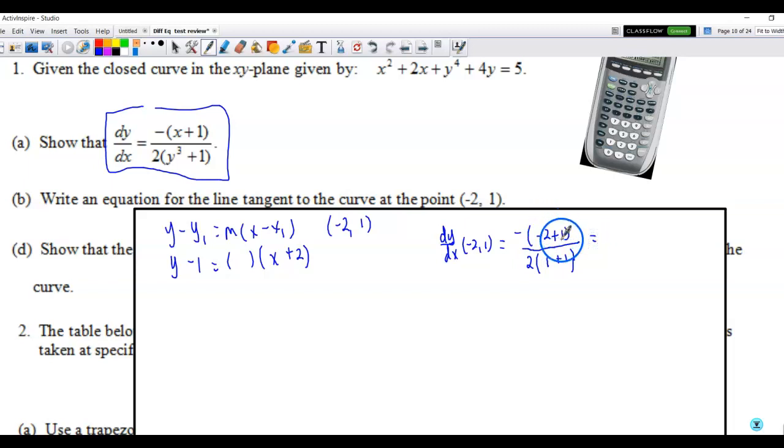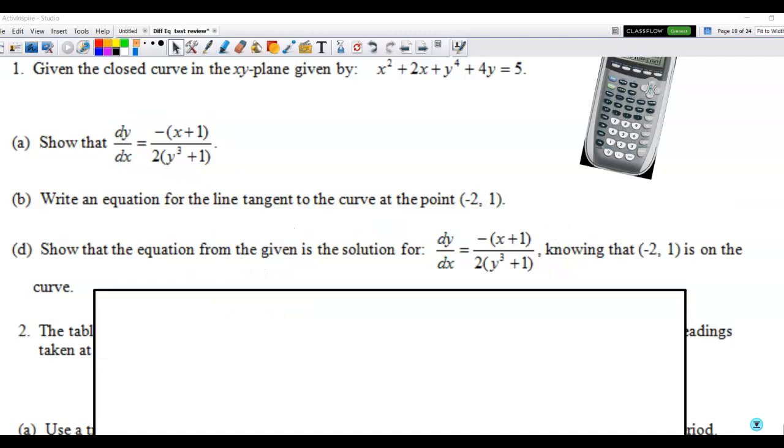So negative 2 plus 1 is negative 1, and the opposite of negative 1 is positive 1. 1 plus 1 is 2, times 2 is 4, so my slope is 1/4. So when I isolate y, I get y equal to 1/4 of x plus 2 plus 1. You can distribute the 1/4, but you don't have to for credit.